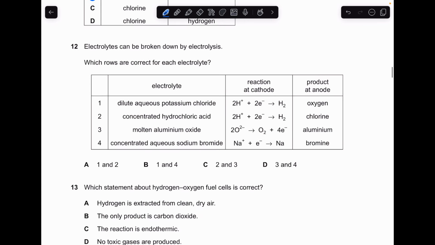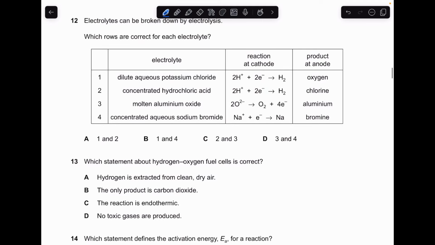B. Question number 12. Electrolytes can be broken down by electrolysis. Which rows are correct for each electrolyte? So there should be two correct rows in the table. Let's check the first one. Dilute aqueous potassium chloride is broken down by electrolysis, and at the cathode hydrogen is formed, and at the anode oxygen, which is correct because if it is dilute, chlorine won't form, so one is correct. Concentrated hydrochloric acid, again hydrogen will be formed and chlorine will be formed this time because it's concentrated, so two is correct. So there are only two options you can choose in A, B, C or D, so it's one and two, which is A.